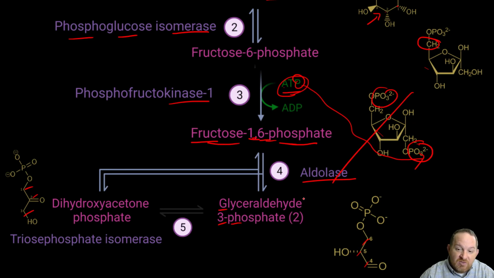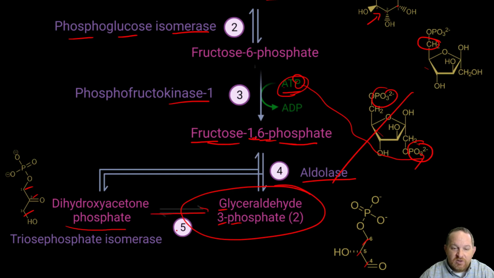Now, this one over here, G3P, is the only one that can move through the rest of the steps. So this one here, dihydroxyacetone phosphate, actually has to be converted by an enzyme called triose phosphate isomerase into glyceraldehyde 3-phosphate. Now that we have this molecule, G3P, we can go to the second half of glycolysis. So let me take you up there. Remember what we're leaving with.